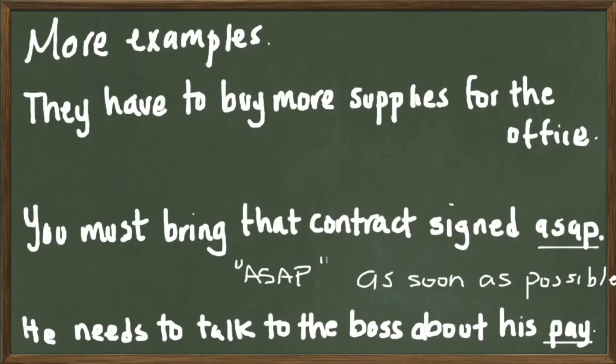And once again, if you want to check it out, we follow the formula. We have the subject, we have the expression or modal auxiliary, we have verb in simple form buy, verb in simple form bring, and verb in simple form talk. And well, the complement: more supplies for the office, that contract signed, and to the boss about his pay.